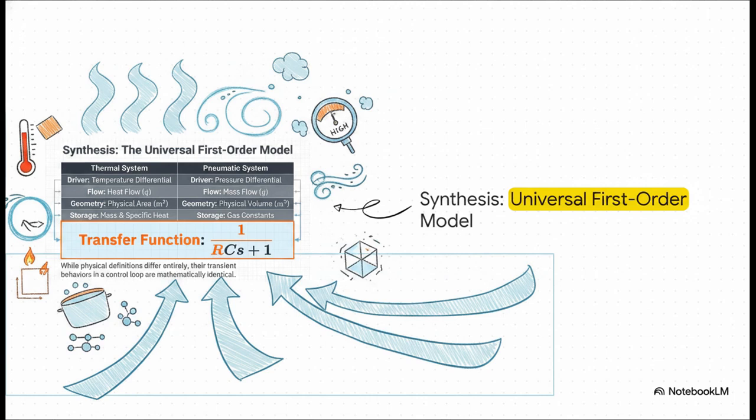The flow is heat flow versus mass flow. The geometry relies on physical area versus physical volume. And storage relies on mass and specific heat versus gas constants. Totally different, right? Yet, they both share the exact identical transfer function, 1 over RCs plus 1. While the physical definitions differ entirely, their transient behaviors in a control loop are mathematically indistinguishable. It's basically magic.